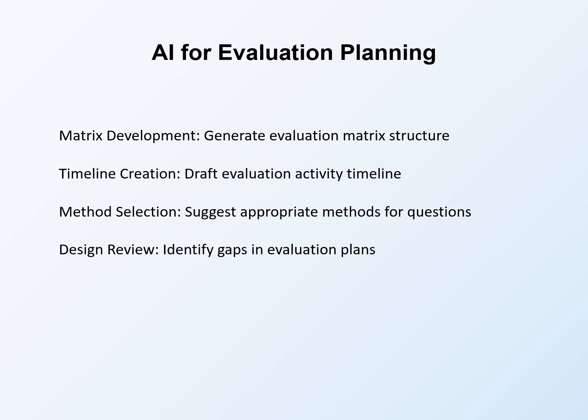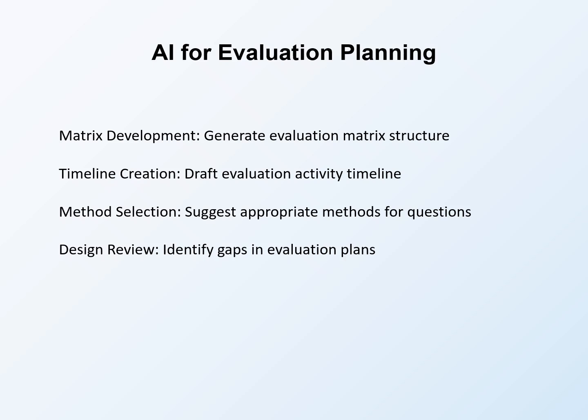AI can generate structured evaluation plans, including questions organized by type, methods matched to questions, data collection timing, and analysis approaches. These plans provide starting points for refinement. Matrix development can be supported by AI. Given evaluation questions and context, AI can suggest indicator, data source, method, and timing combinations for evaluation matrices. Human review ensures coherence and feasibility.